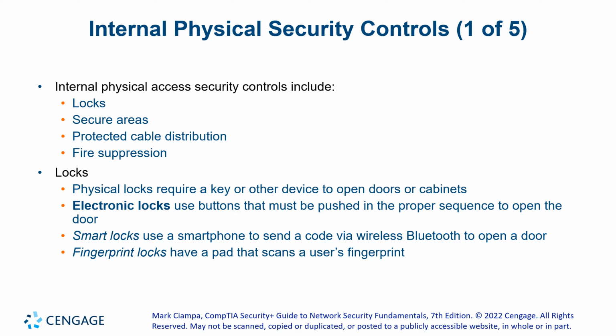Next, internal physical security controls. So internal physical access security controls are locks, secure areas, protected cable distribution, that's a big one, and fire suppression. Locks. Physical locks require a key or other device to open doors or cabinets. Electronic locks use buttons that must be pushed in the proper sequence to open the door. Smart locks use a smartphone to send a code via wireless Bluetooth to open a door, or you have fingerprint locks or other types of biometrics that you use to scan the person's identity.